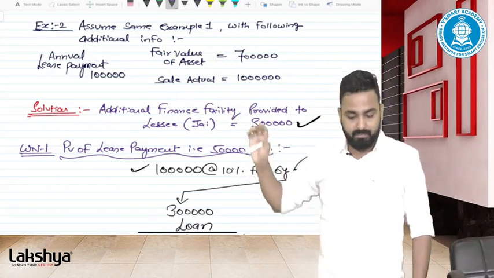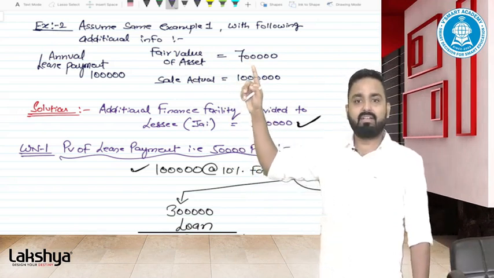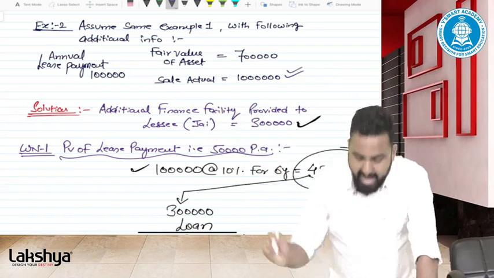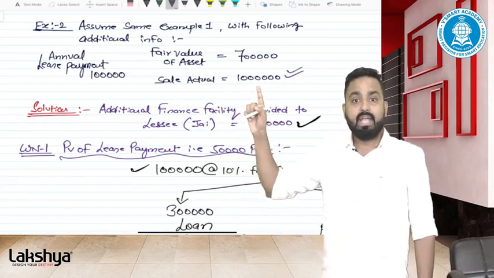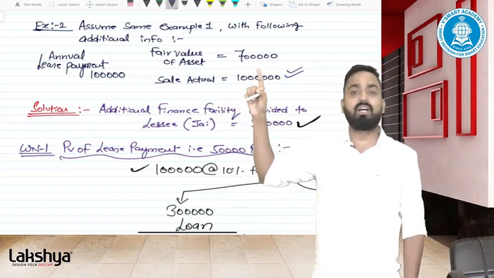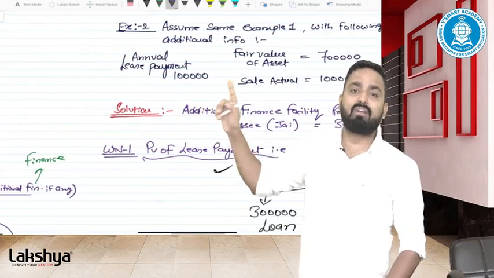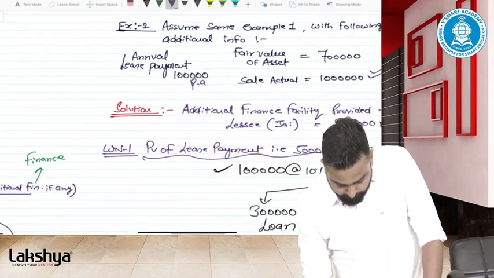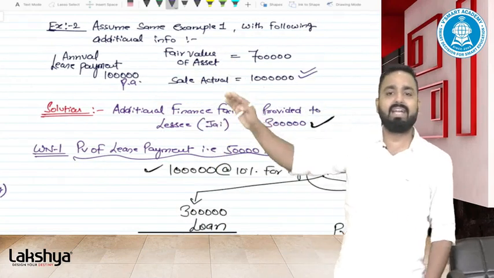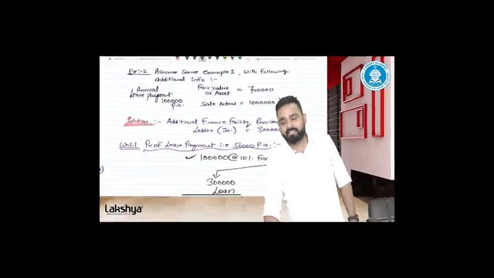What is the additional information? Fair value of the asset, 7 lakh, and actual sale is 10 lakh. Actual sale is 10 lakh, but the fair value, market value of the asset is 7 lakh. And the annual lease payments are 1 lakh per annum. So this is the additional info. First of all, please write this example or take the screenshot.